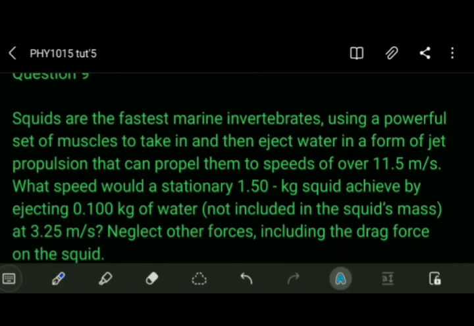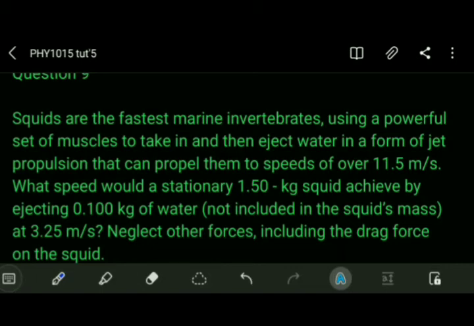What speed would a stationary 1.5 kg squid achieve by ejecting 0.100 kg of water at 3.25 meters per second? Stationary, so we already know something is 0 here.